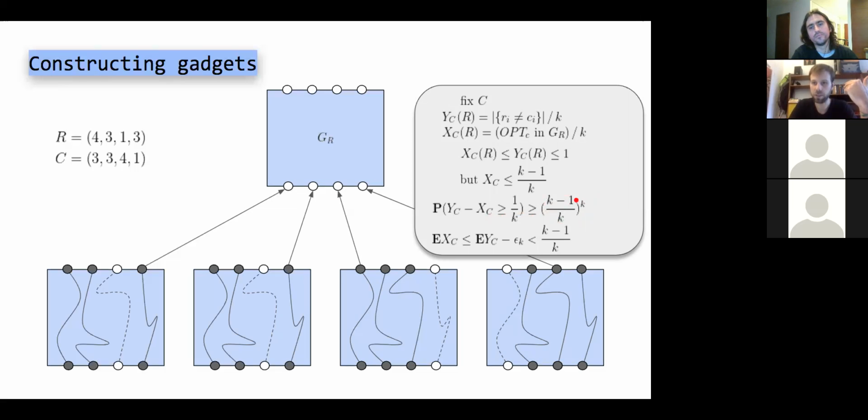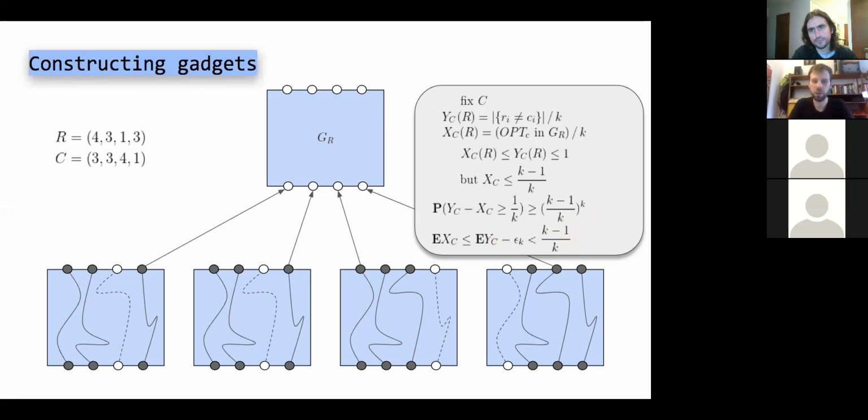So from this estimation, we can infer that the expected value of x_c, the optimal fraction of satisfied terminals in this toy instance, is strictly less than (k-1)/k. And (k-1)/k was the trivial gap. So we are starting to have something strictly less.